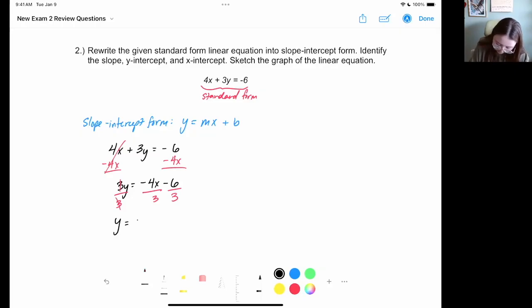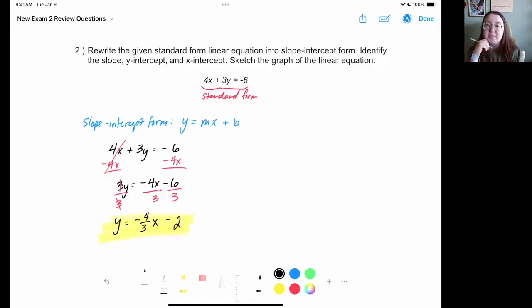We get y is equal to, and now -4 over 3, that doesn't really simplify, so we're just going to leave it like that, as -4/3 x minus, and 6 divided by 3 is 2. So luckily that worked out. So we get y is equal to -4/3 x minus 2. So we were able to turn this into slope-intercept form. So this is one of our answers here.